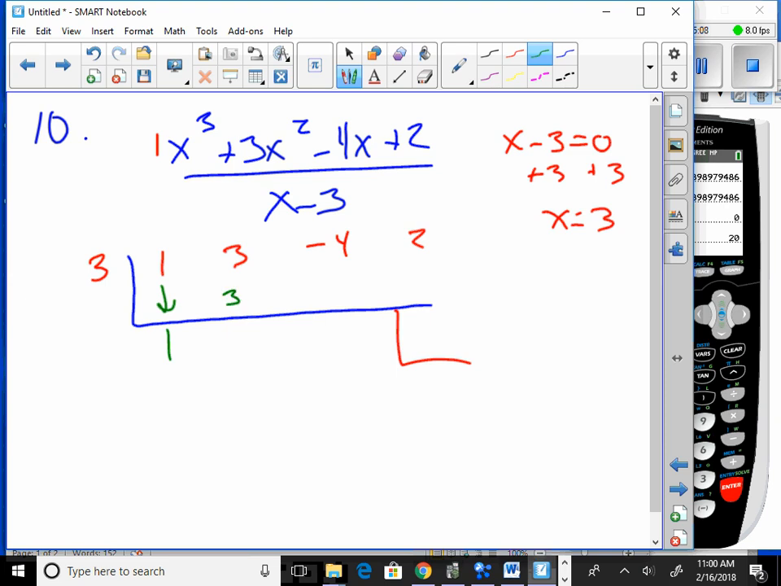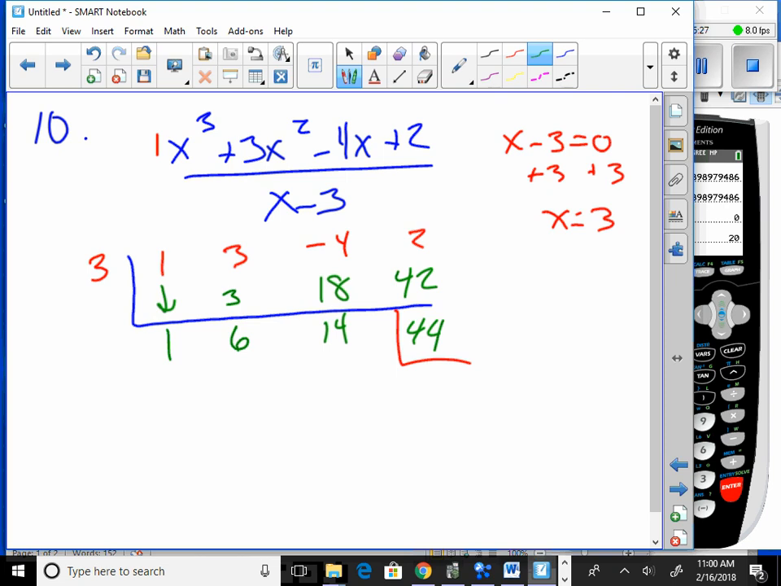3 times 1 is 3. 3 plus 3 is 6. 3 times 6 is 18. Negative 4 plus 18 is 14. 3 times 14 is 42. And then 2 plus 42 is 44. So it's fine that I didn't get a 0 there because they didn't tell us that was a 0.